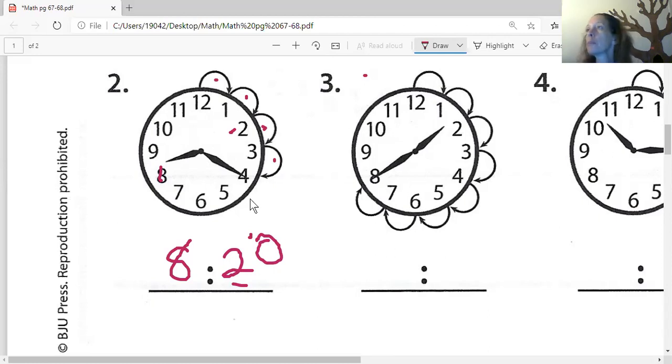I am finished with number 2, yes or no? Okay. Moving on to number 3. And I'm going to ask Jeff. On number 3, where is my hour hand? Between the what and the what? Between the 1 and the 2, right? See it up there? So what number is going to go in here, Jeff? Do you think 1 or 2?